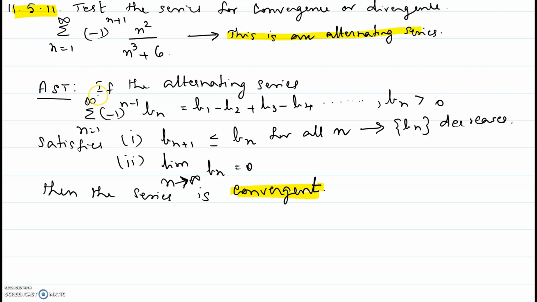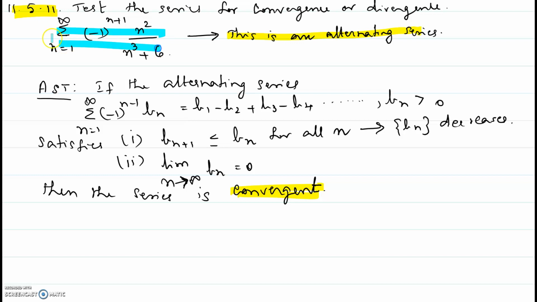As we did in the previous problem, the alternating series test is quoted here. If the alternating series is b1 minus b2 plus b3 and so on with bn more than 0, and if it satisfies the two conditions, one of which is the sequence bn is decreasing, bn plus 1 less than or equal to bn for all n, and the limit of bn as n approaches infinity equals 0, then the series is convergent. So that is the rule we are going to apply in this problem.